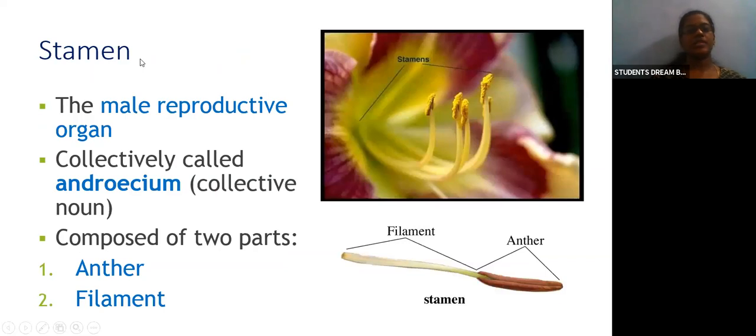First we'll see about the stamens. The male reproductive organ is the stamen. They are collectively called the androecium. So the male reproductive organ is nothing but your androecium. What is it composed of? It's composed of two main parts, the anther and the filament. So this is the anther and this is the filament.